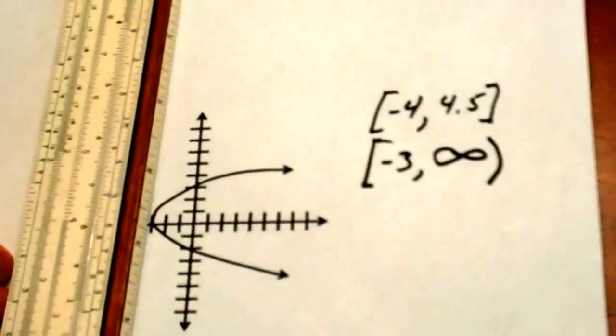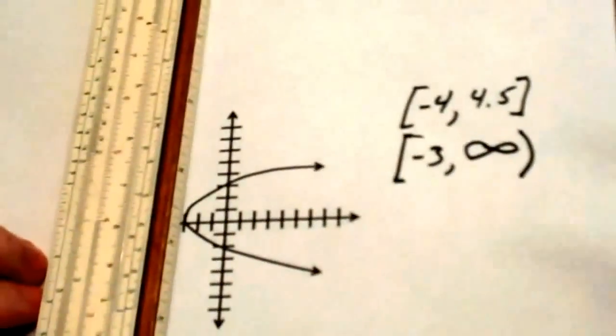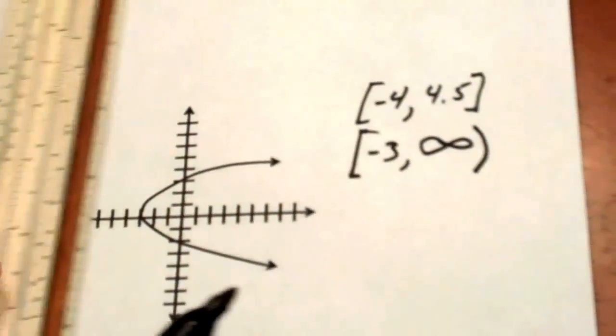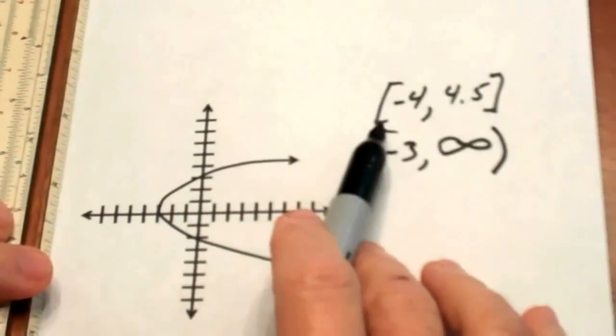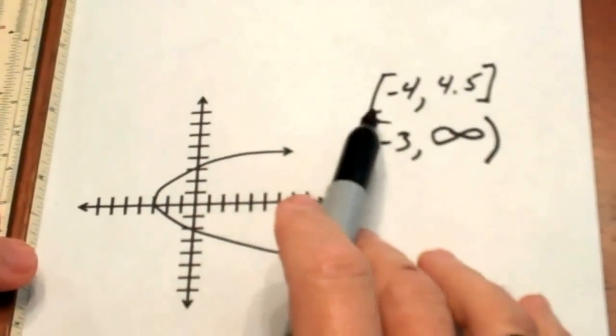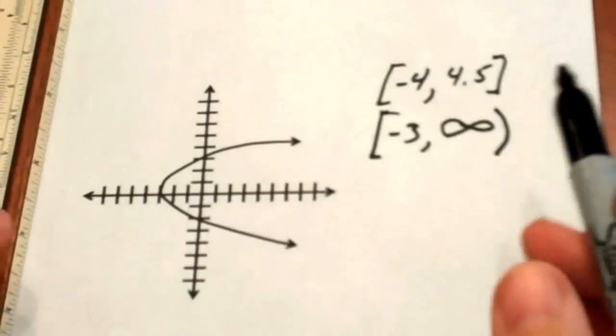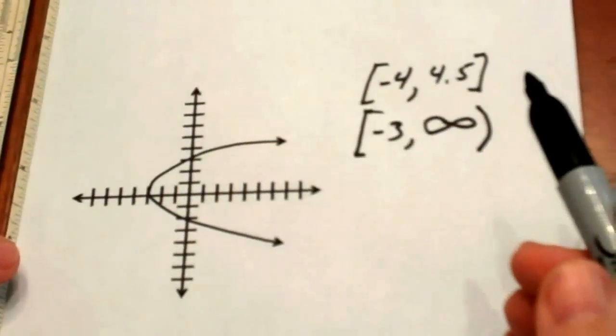Now, another thing I need to point out about this, since it is a parabola and since it goes down and up forever, it will never actually reach a maximum or a minimum value. So there are no maximum or minimum values on this graph.